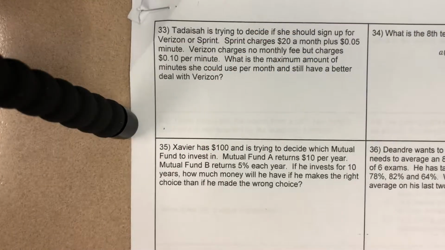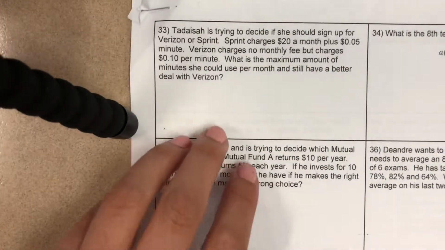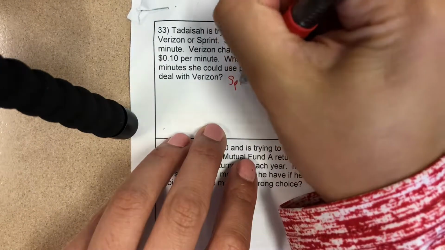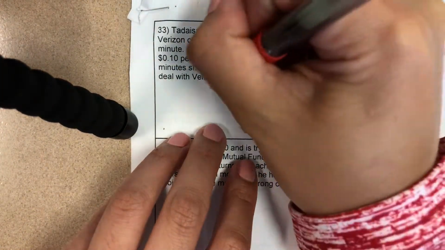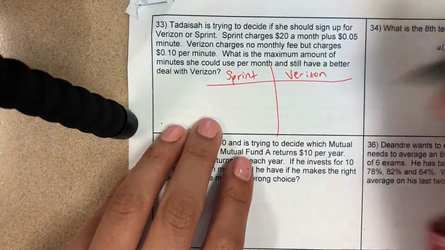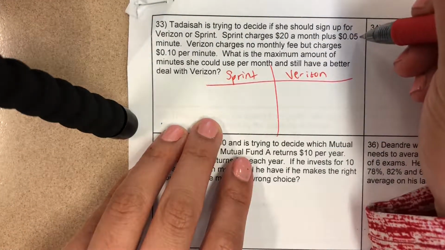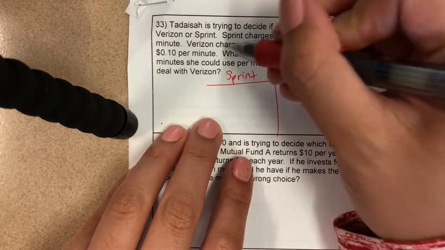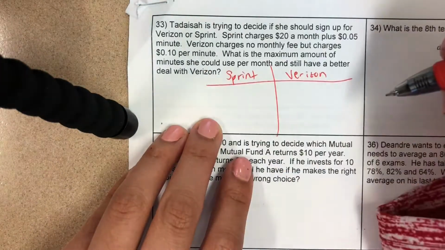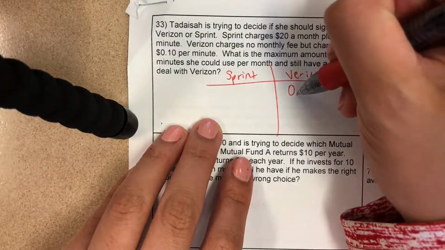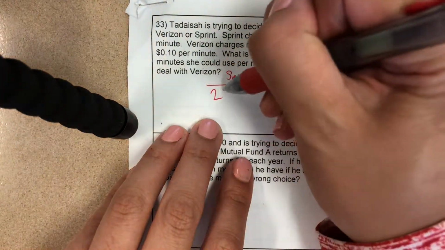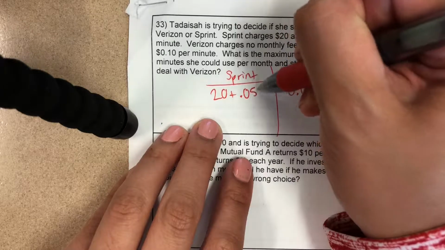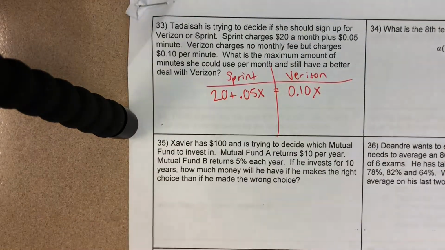Okay, so I need to set up 2 equations. I have Sprint and Verizon. So Sprint on this side, Verizon on this side. Sprint is $20 a month plus 5 cents a minute. Verizon is no fees but 10 cents per minute. So let's do Verizon. 10 cents per minute, and Sprint is 20 plus 5 cents a minute. Set them equal to each other.